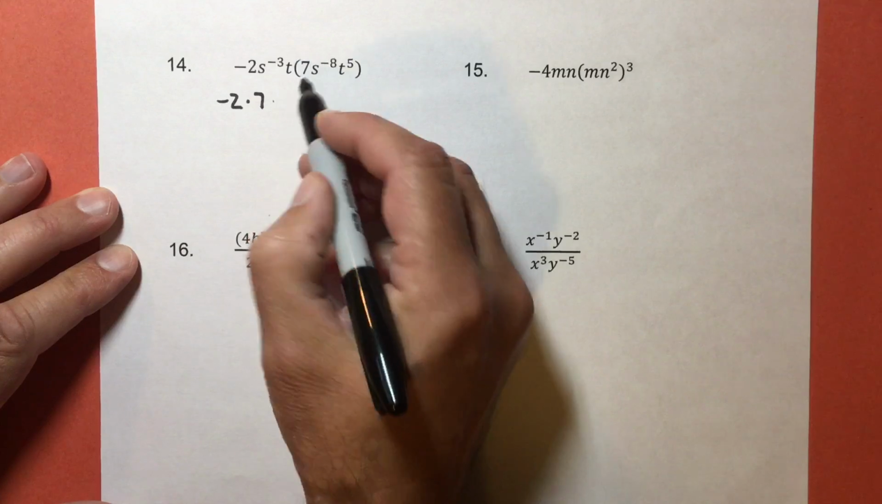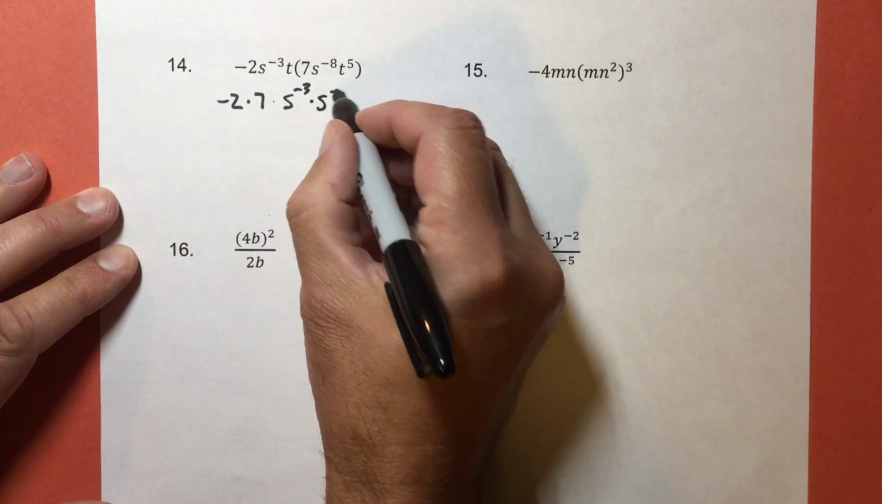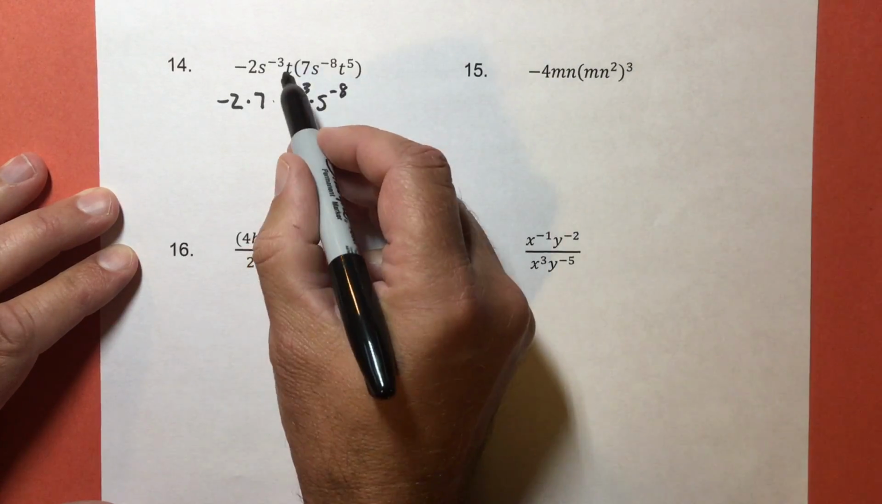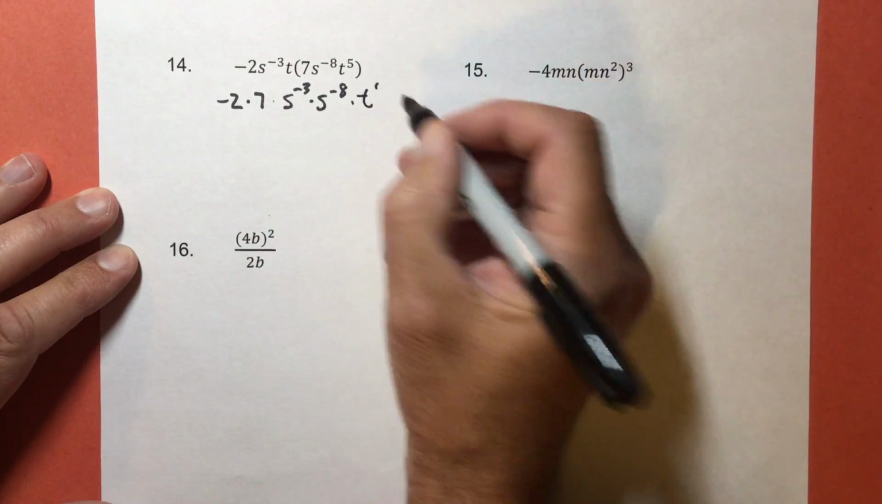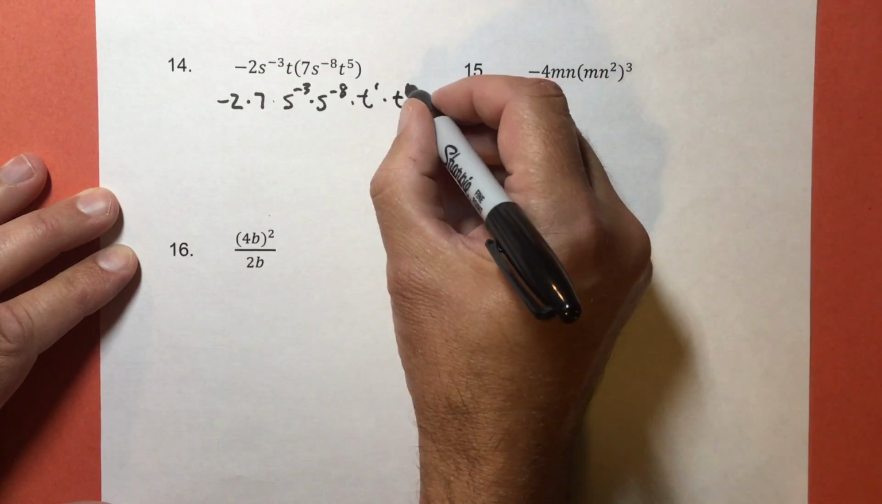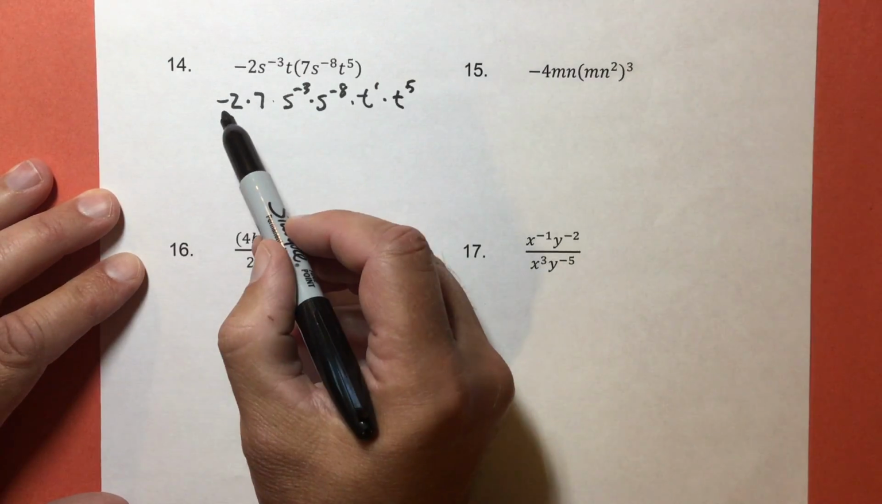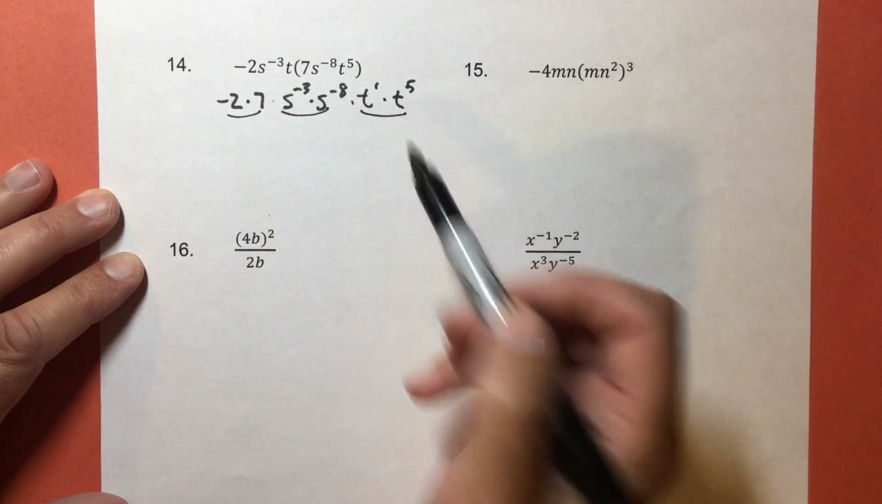Then I got s to the negative third power times that s to the negative 8 power. And then I got t, and that's t to the first power. So I'm going to show that hidden exponent, times the other t to the fifth power. Okay, cool. Now I'm going to put these two together, these two, and these two.